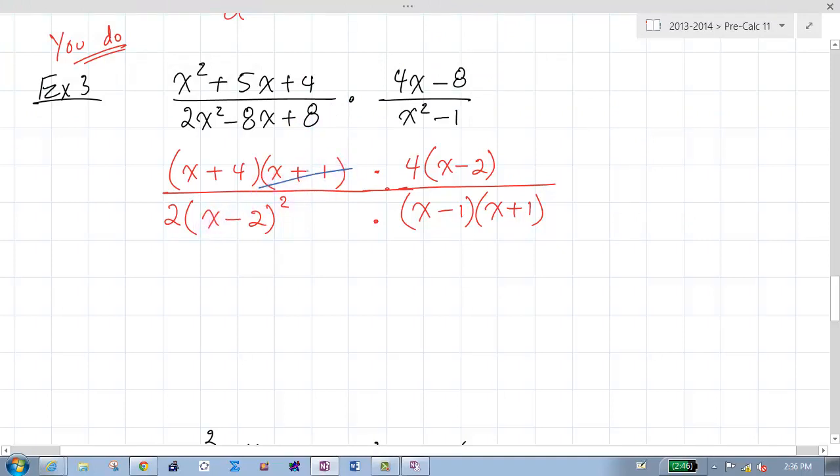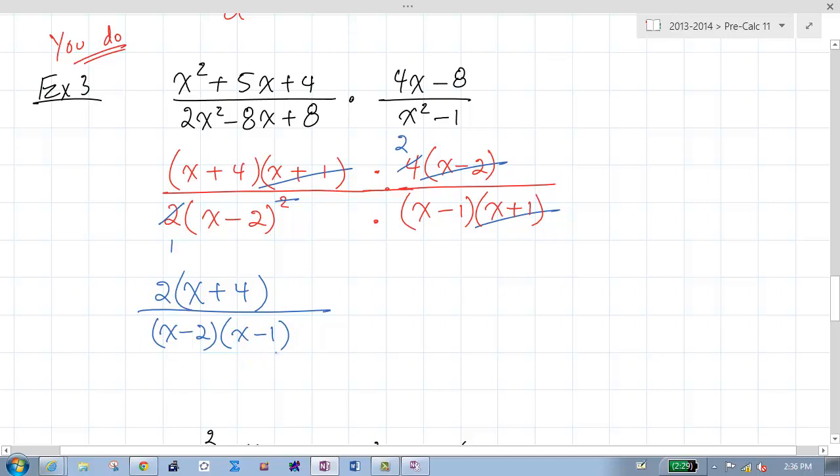X plus 1 is common between the numerator and the denominator. I cancel them out. X minus 2 is common. I'm going to cancel it out. And I think that's about it. And 4 and 2, this is 1, and that would be a 2. So this becomes x plus 4, 2 of them, over x minus 2 times x minus 1.